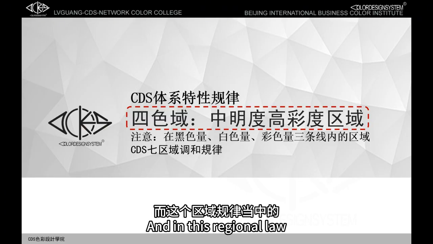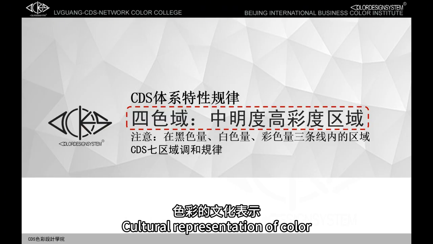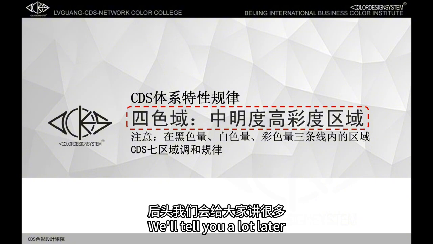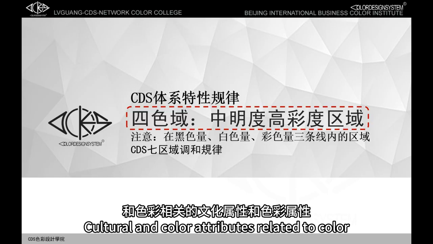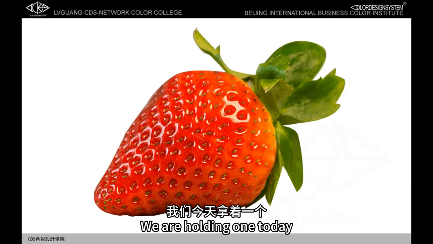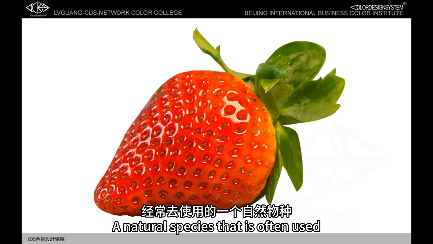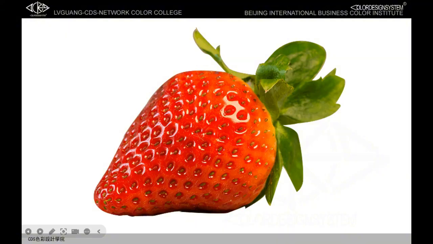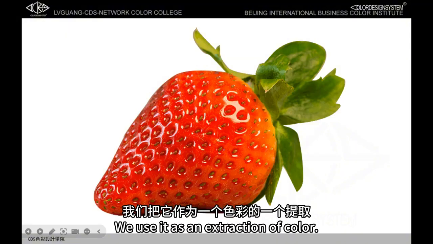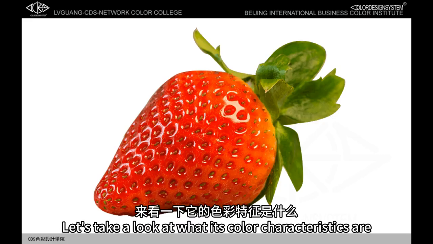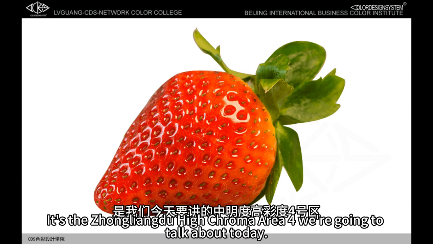And in this regional law, the cultural representation of color is a manifestation of positive euphoria. We'll tell you a lot more later about cultural and color attributes related to color. Today we are holding a strawberry, a natural species that is often used. We use it as an extraction of color. Let's take a look at its color characteristics. It's the medium brightness high chroma Area 4 we're going to talk about today.